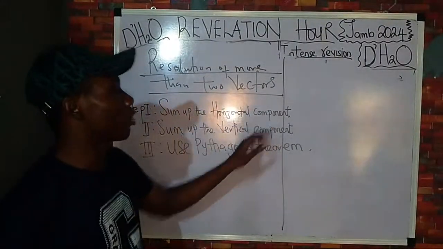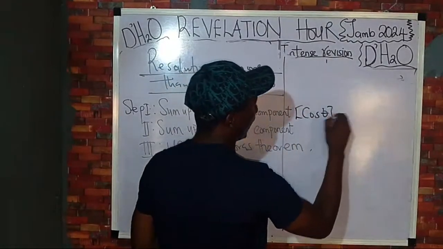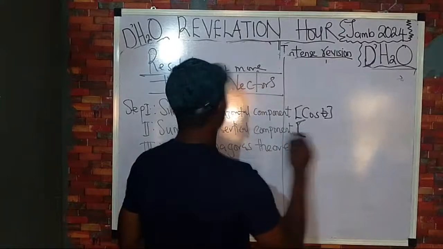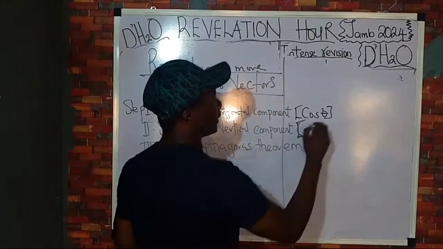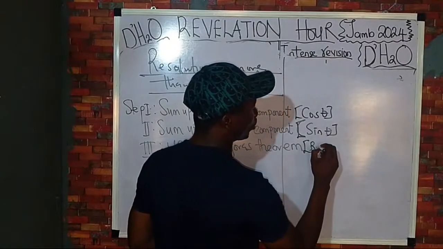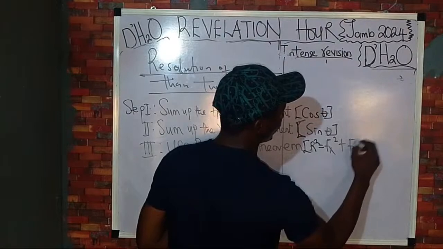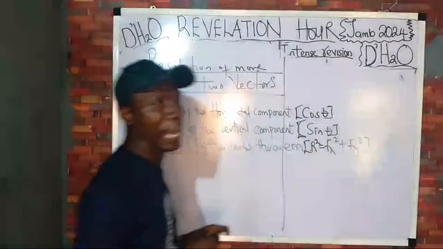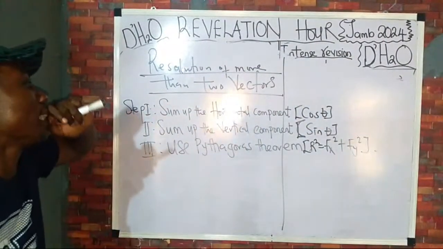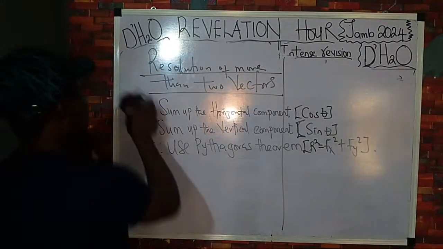Sum up the horizontal component. Remember that horizontal component has to do with cos theta. Now, step 2, sum up the vertical component. It has to do with sin theta. Then Pythagoras theorem, you know the story now. R squared is Fx squared plus Fy squared. And we together, please do that now. Now, let me clean the board and we'll take a question.